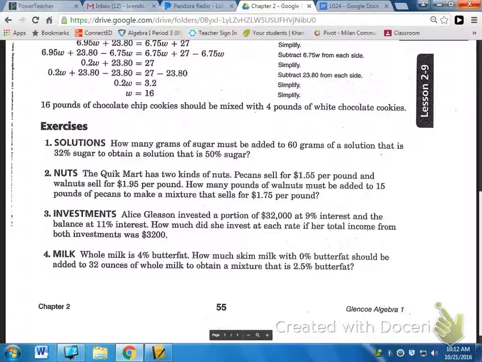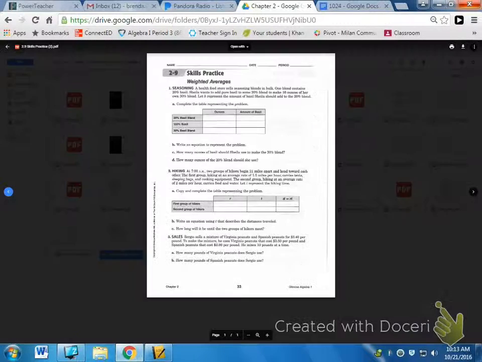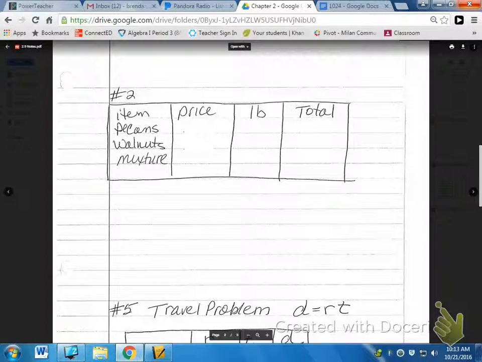So again, when you guys are looking at these, you really need to point out the important information, the stuff that you're going to use. You need to make sure you know pecans, $1.55 per pound, walnuts, $1.95 per pound. We're asking about how many walnuts, that's what we're searching for, using 15 pounds of pecans. The mixture, we want it to sell for $1.75. So we got to figure out how much of each so that it's really a $1.75 mixture. Okay, so let's get back to the notes. You guys keep your page up there so you're looking at it and you know what the things are.